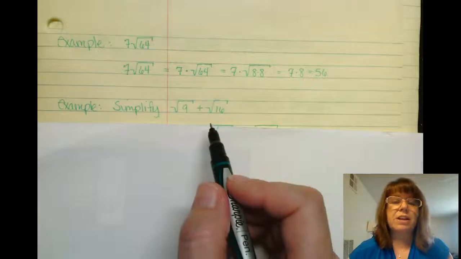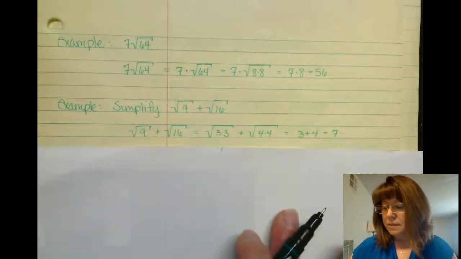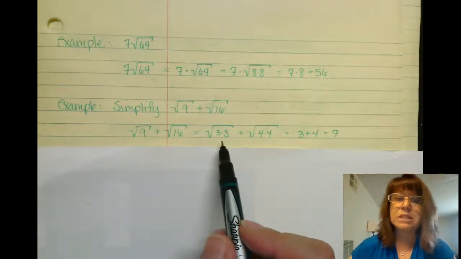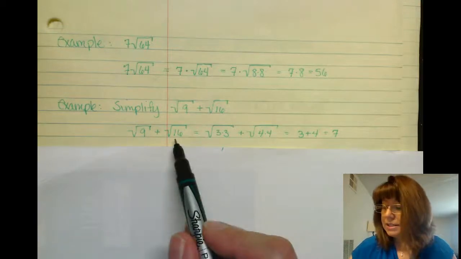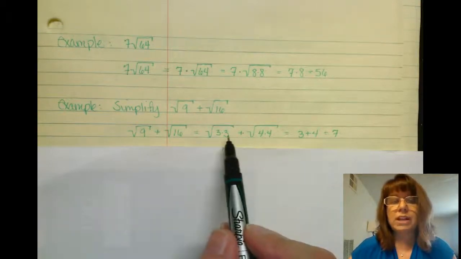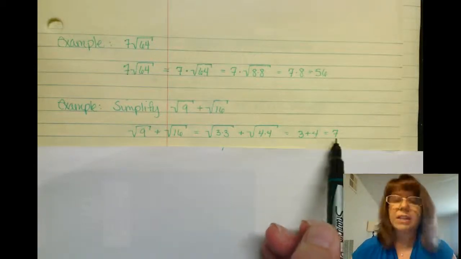Let's simplify the square root of 9 plus the square root of 16. Well, the square root of 9, we can write that as 3 times 3, 3 squared, and 16 is 4 squared. Therefore, the square root of 9 plus the square root of 16 is 3 plus 4, and that equals 7.